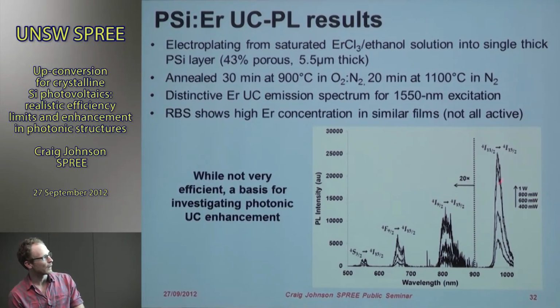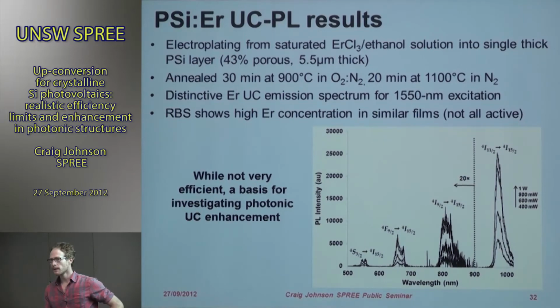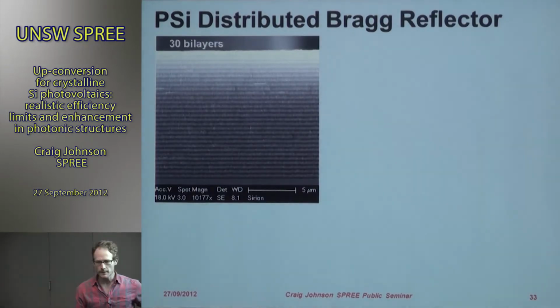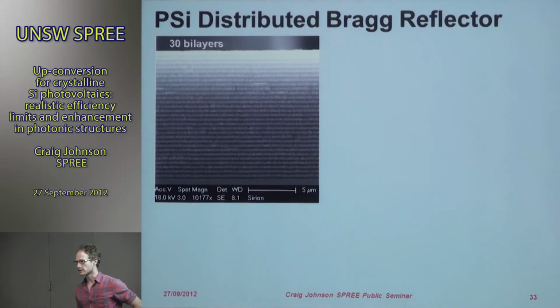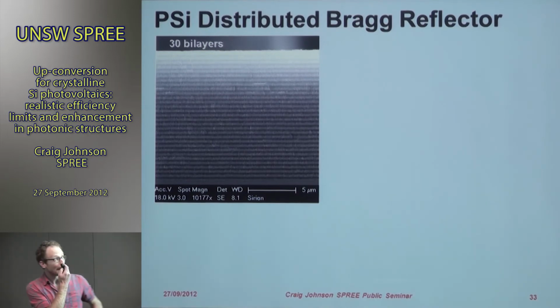But you can see the excitation power is quite high, and just take it from me that these are weak lines. So what we have is a not very efficient upconverting material, but an interesting basis for investigating photonic upconversion enhancement by structuring it in the way that I described. You can make something like a distributed Bragg reflector with porous silicon, again, by just modulating the current density as you etch. So what we have here is a 30 bilayer structure.